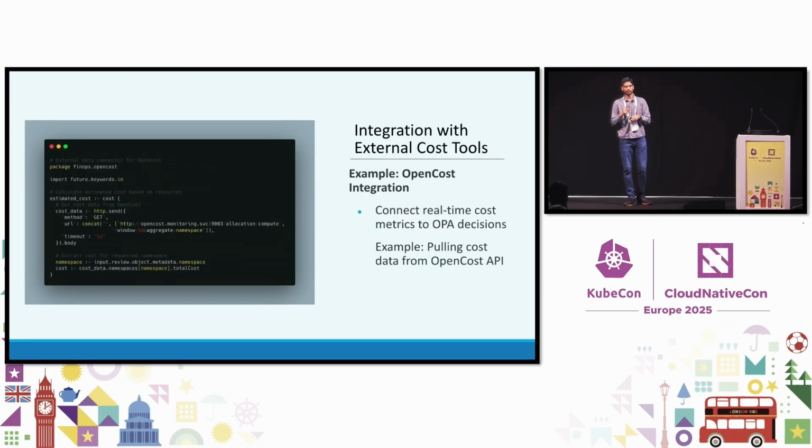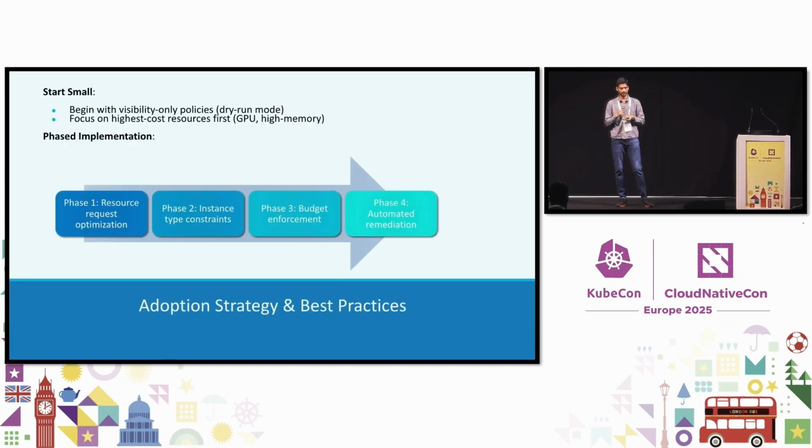So we can go further. If you have external tools which are already calculating the cost, you can make API calls to them, get some metrics, and based on that you can still go and deny those requests.